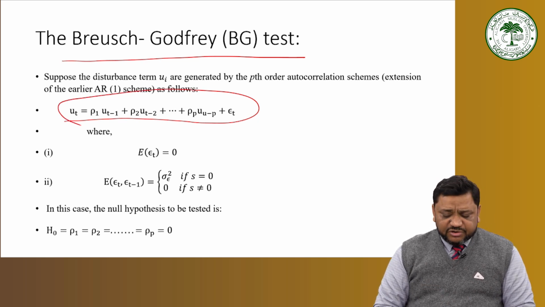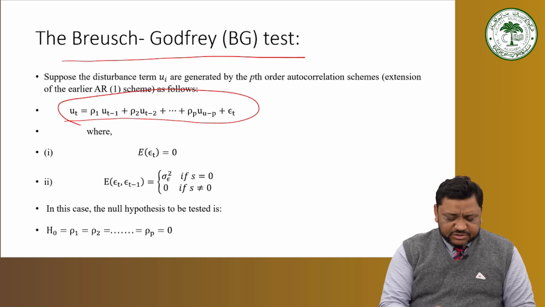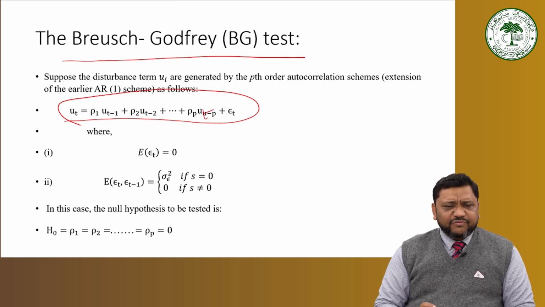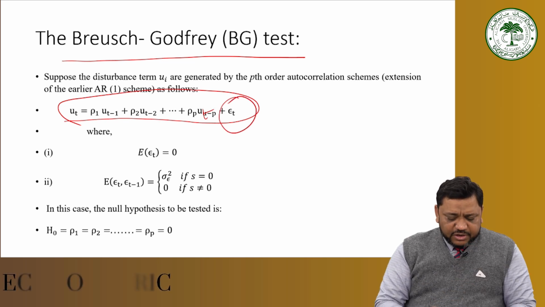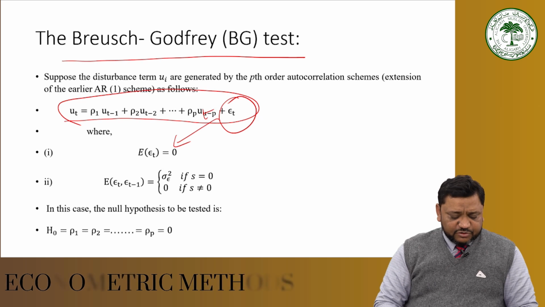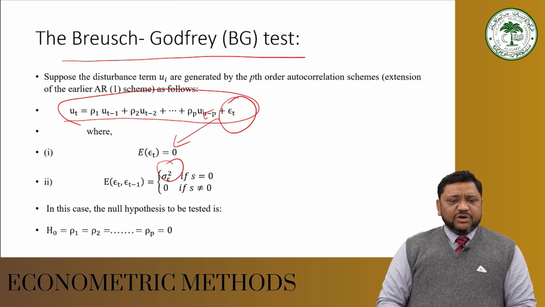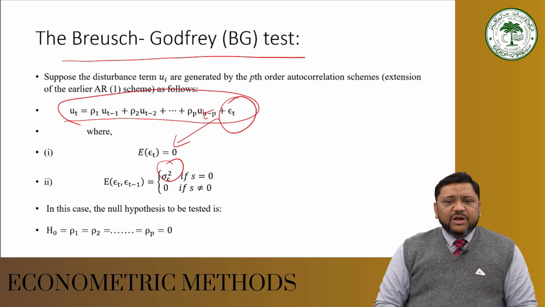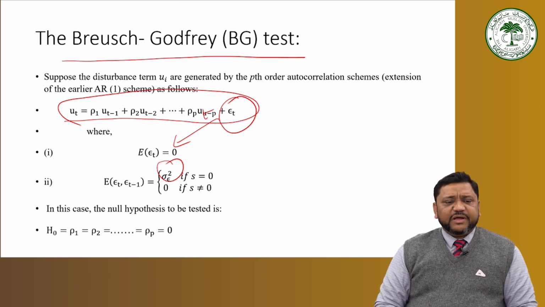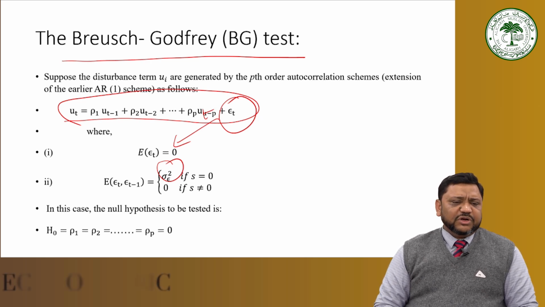Suppose the disturbance term is written in a general format where u_t is equal to rho 1 u_{t-1} plus rho 2 u_{t-2}, continuing till u_{t-p}, plus e_t. Here we go by the assumption that the expected value of e_t is equal to 0, and the expectation of e_t e_{t-s} when s is equal to 0 is sigma square, and when s is not equal to 0 it is simply 0. Now here we have the null hypothesis H naught: rho 1 is equal to rho 2 is equal to rho 3 is equal to rho p, and all of this is equal to 0, which implies that all the autoregressive coefficients are simultaneously equal to 0. That is, there is no autocorrelation of any order.